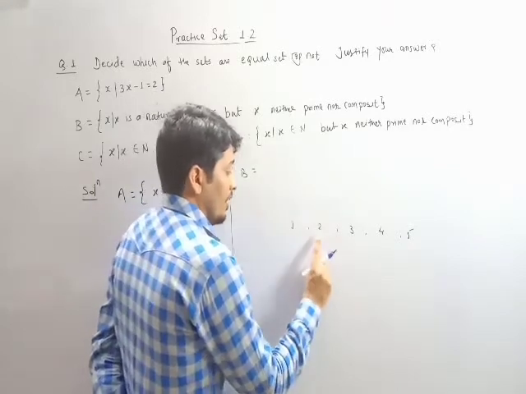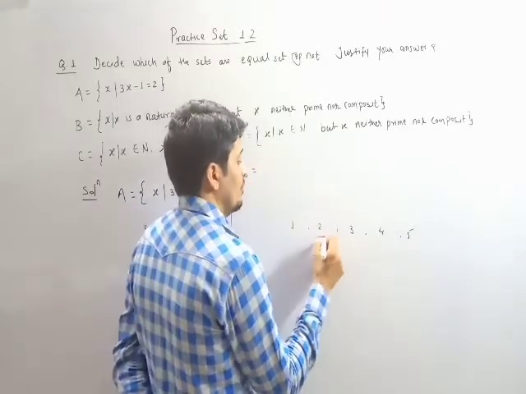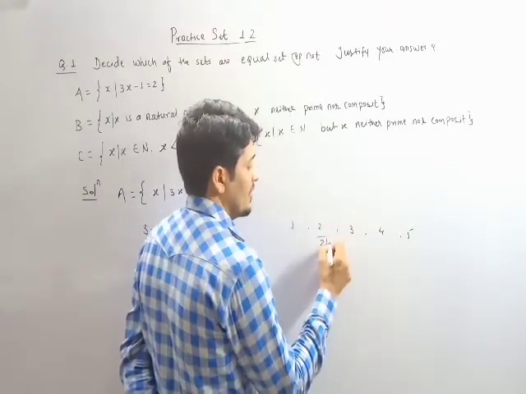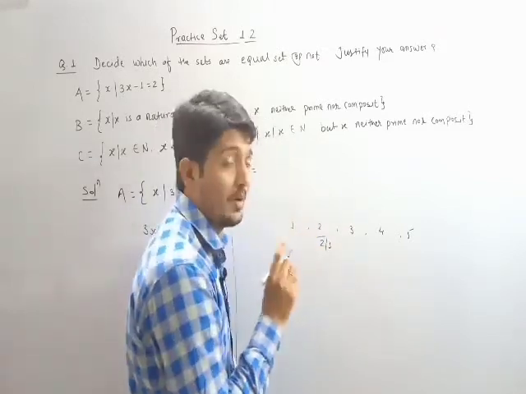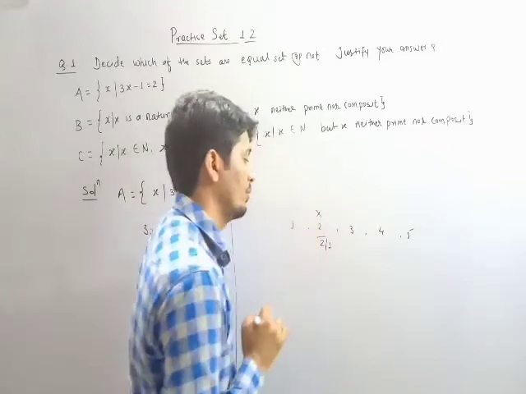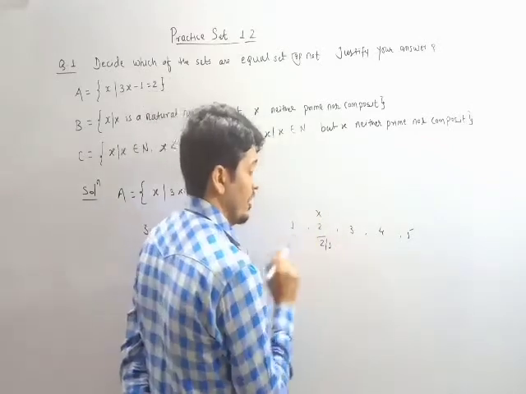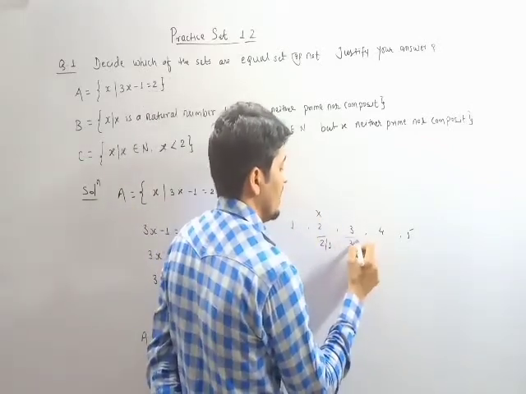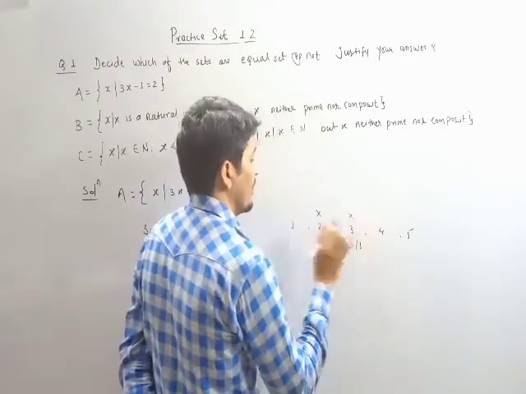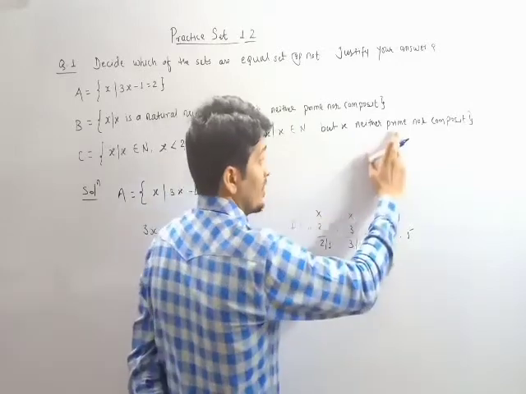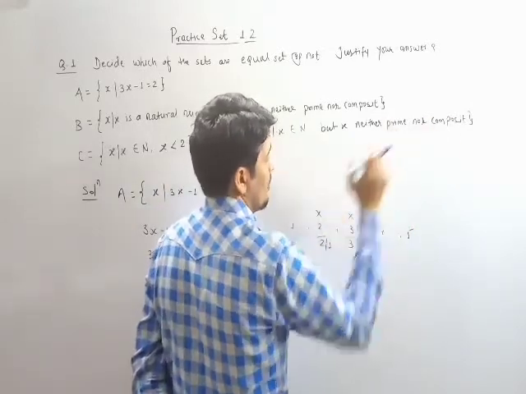Then if we take example of 2, so 2 is divisible by 2 as well as divisible by 1. That means this 2 is prime number. That means we don't have to put this one. What about 3? 3 is divisible by 3 and 3 is divisible by 1. That means it is the prime number. And our number is neither prime nor composite.